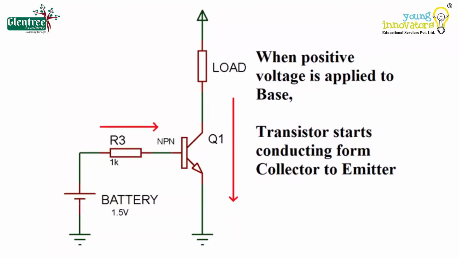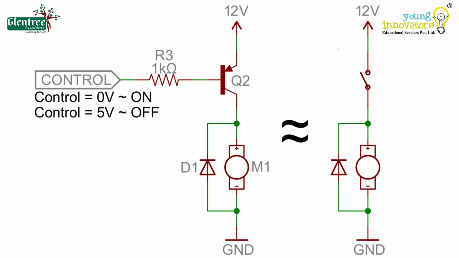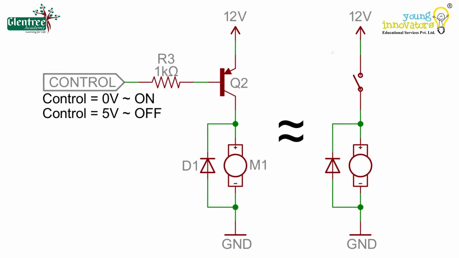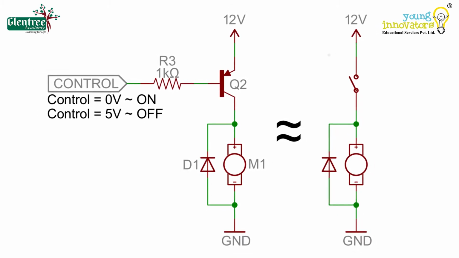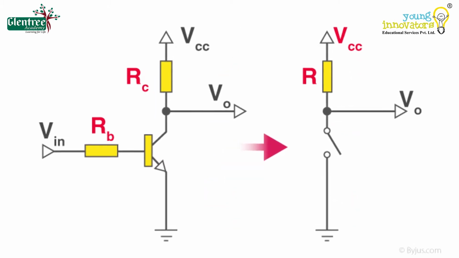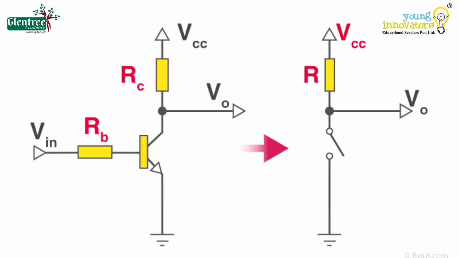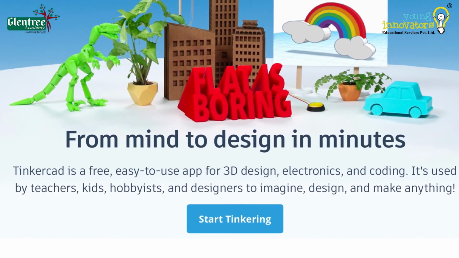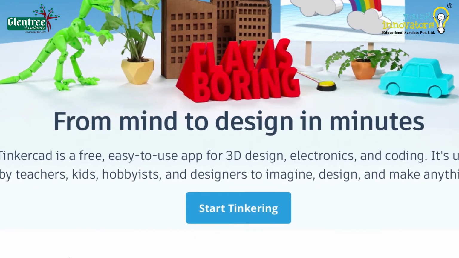Now, let us see how transistors work as a switch. Using a transistor as a switch is the simplest application of the device. A transistor can be extensively used for switching operation, either for opening or closing a circuit. Let us build a circuit on Tinkercad to see the working of transistor as a switch.